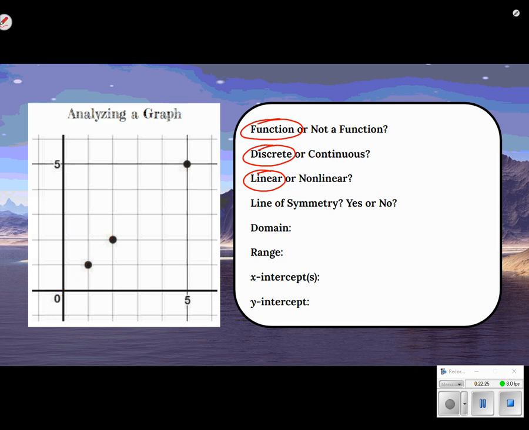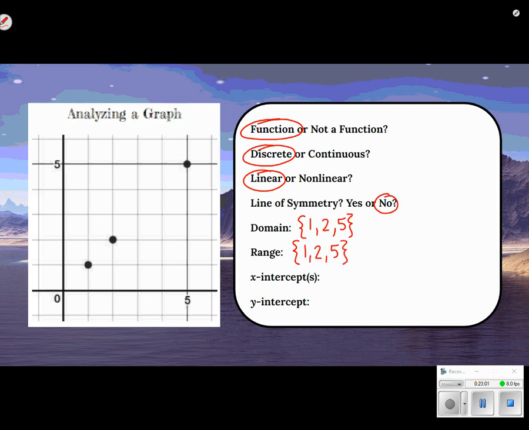Does it have line symmetry? No. Linear functions do not have line symmetry. Domain, and this is the reason why I want to talk about this versus our continuous functions: for the domain, you have to list each and every x value, and for range, each and every y value. No repeats. You keep repeating things, and I'm going to mark it wrong. So it looks like we have x values of 1, 2, and 5. And then we go back and do our y values of 1, 2, and 5.